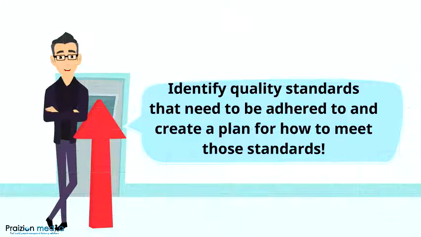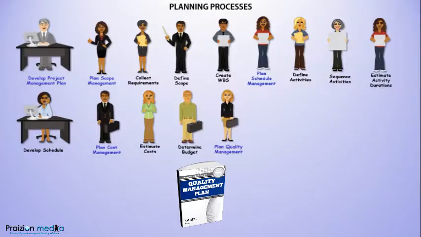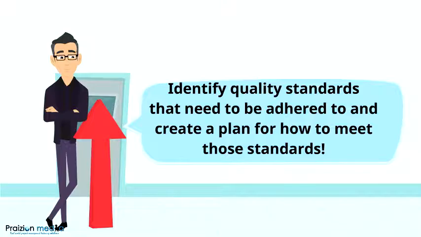The next process is plan quality management. In this process, we obtain a quality management plan that defines the quality standards that need to be adhered to on the project, and also a plan of action for meeting those quality standards or targets.